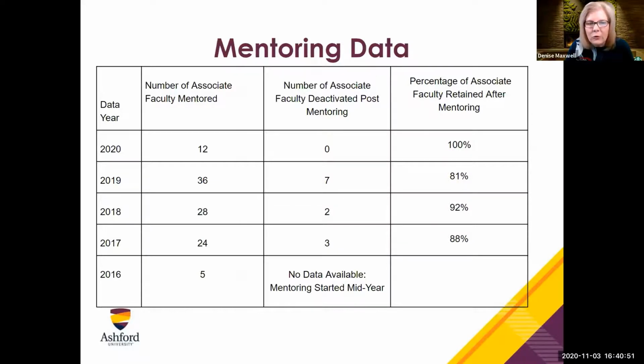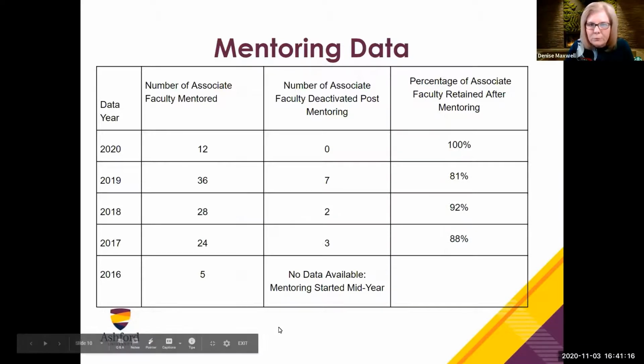We have longitudinal data, which will be shared by Jen Robinson later in the presentation, but we're going to focus on the data from the 2 years of 2019 and 2020 for our analysis and reporting. As indicated on this slide, we have deactivated faculty who were not able to either improve their scores or sustain the growth demonstrated during the mentoring process.